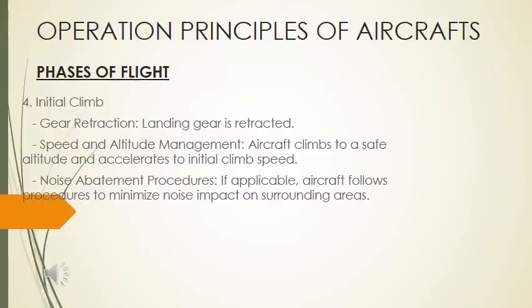So this just describes the initial climb. Gears are retracted, if there's a retraction system there. And then speed and altitude management: the aircraft climbs up to a safe altitude and accelerates to initial climb speed. And then if applicable, there are noise abatement procedures to minimize noise impact on the surroundings.